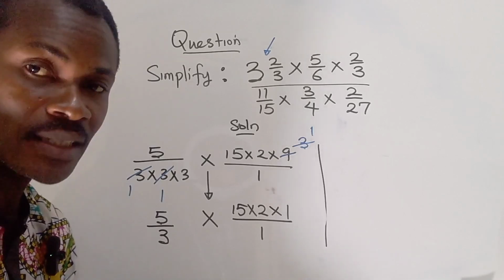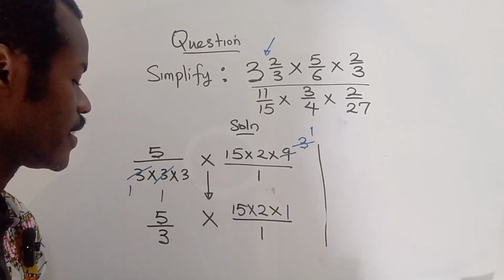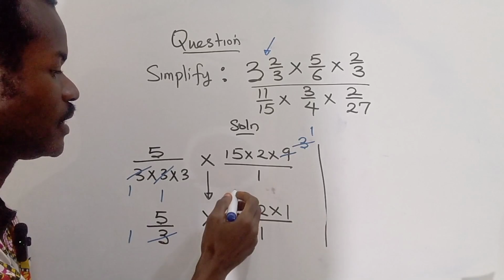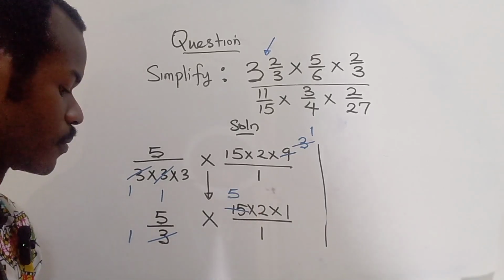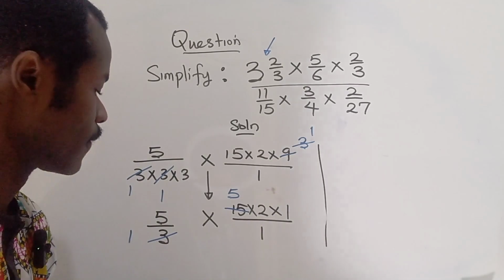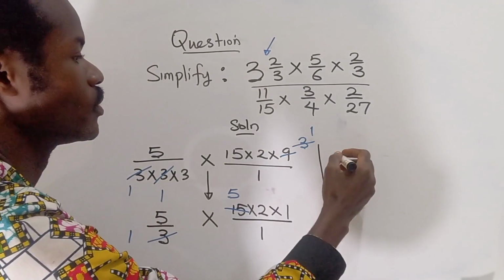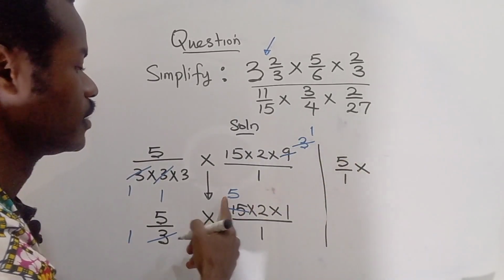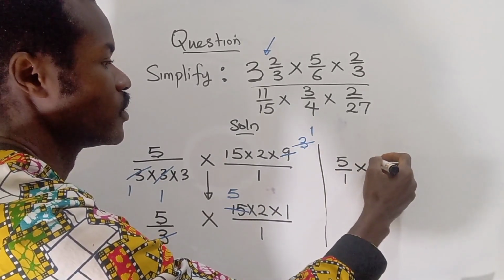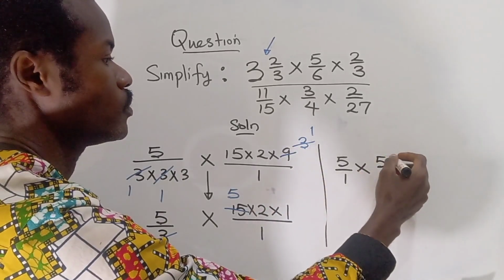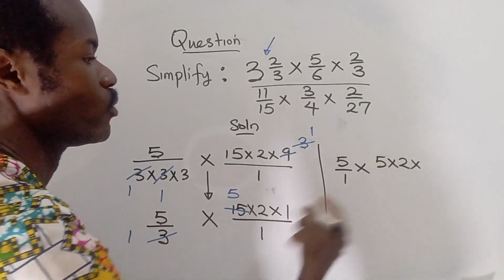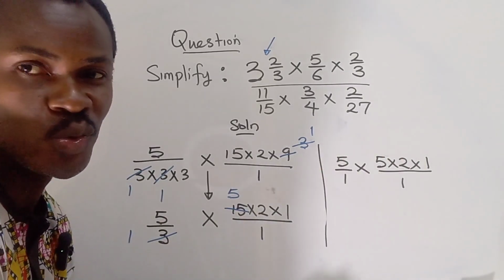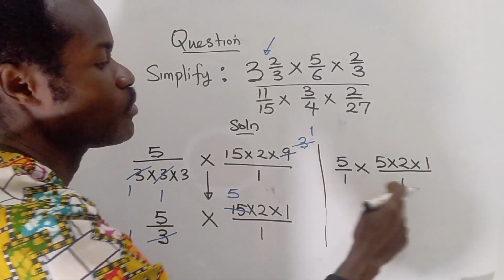I can still see that something can cancel here. 3 divides itself as 1, and 3 divides 15, 5 times. So let's see what we have left. We have 5 over 1, so 5 divided by 1, with our multiplication here. So this becomes 5 times 2 times 1 divided by 1. Now from this, what do you want to do? We want to multiply this way and multiply this way.